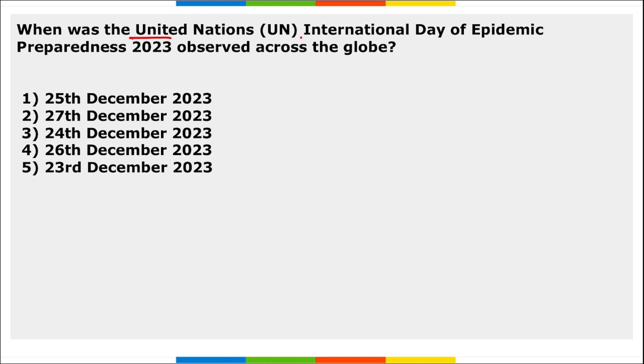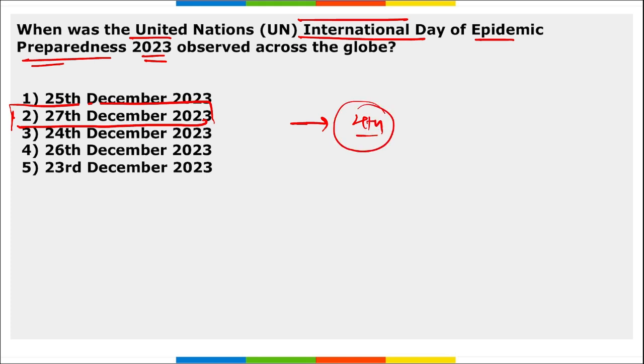Next is, when was the UN International Day of Epidemic Preparedness 2023 observed across the globe? So, on 27th of December every year we observe the UN International Day of Epidemic Preparedness, and this year it marks the fourth International Day of Epidemic Preparedness. The first was observed in 2020, because we saw COVID-19 in 2020. If such a disease comes again in future, we should be ready for it, so that such a scenario does not occur again. For the same reason, this day is observed.